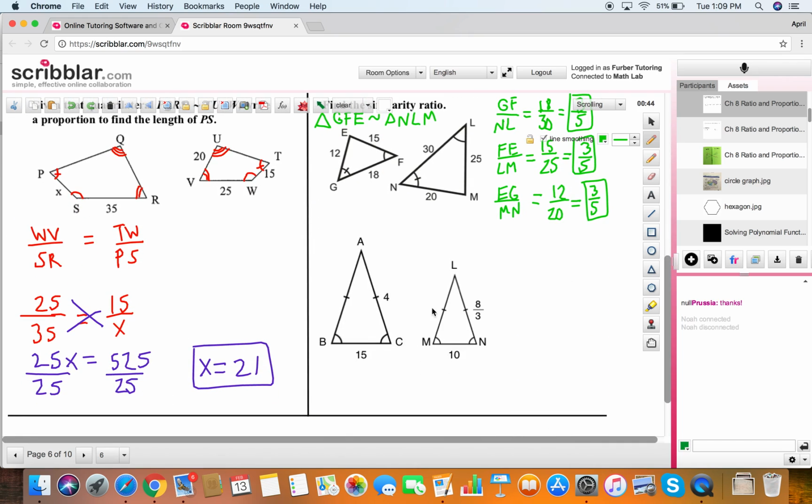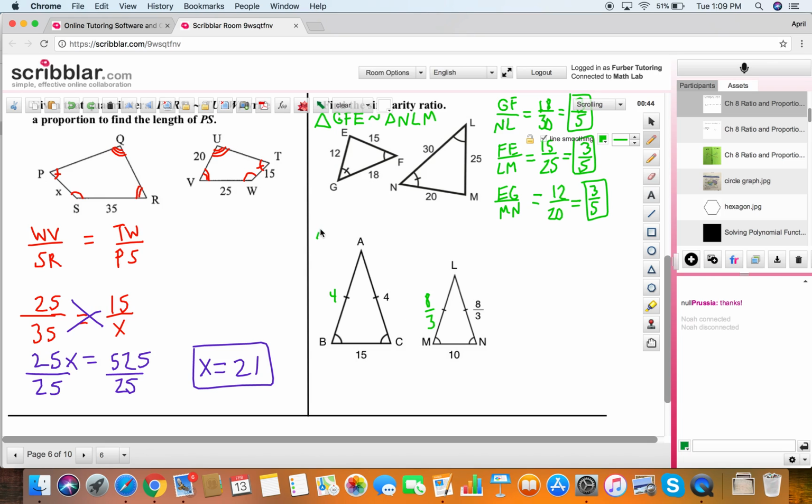Now, one thing you'll notice about these two triangles, they didn't give us the third side. Well, but this is an isosceles triangle, so you know that this is 4 and this is 8/3. So we're not going to have to check all three this time since we know we've got an isosceles triangle. We just can do it twice, okay?